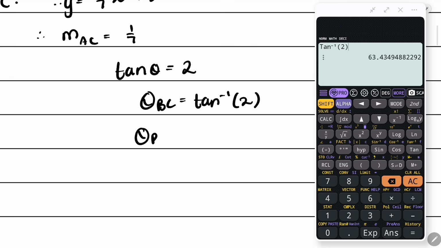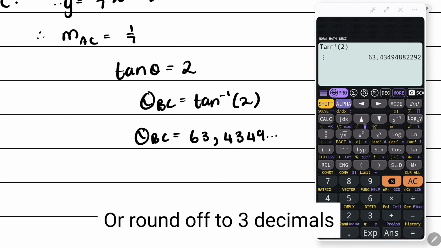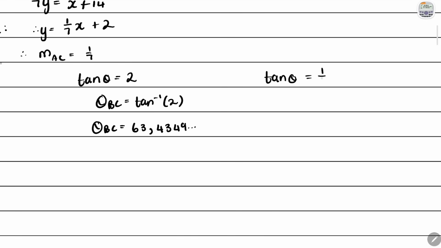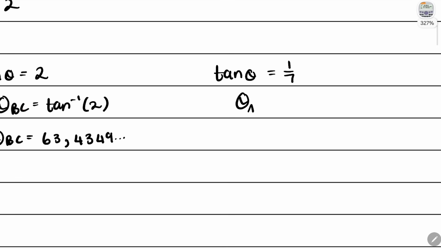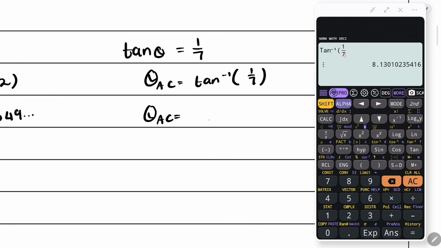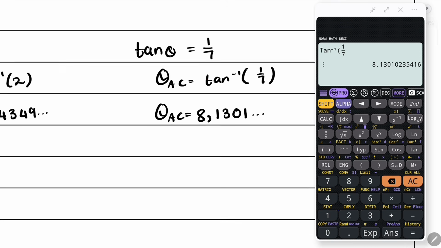Now, I don't want to round off yet, just because I would like to make it as accurate as possible. So I'll leave it as 63.4349 and just keep going, so we know we didn't round off yet. And then let's find the other angle of inclination. So tan theta equals the gradient of AC, which is 1 over 7. So theta of AC is equal to arctan of 1 over 7. And so we're going to find that, and this is 8.1301, and we'll just keep going.